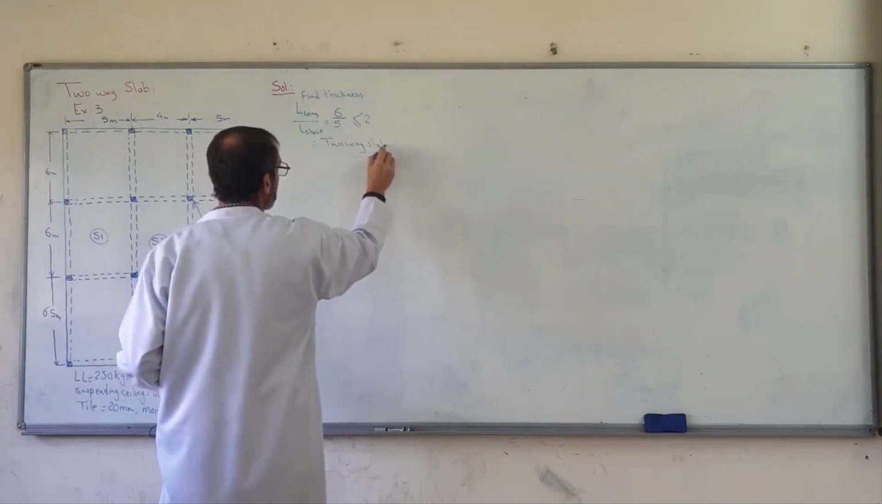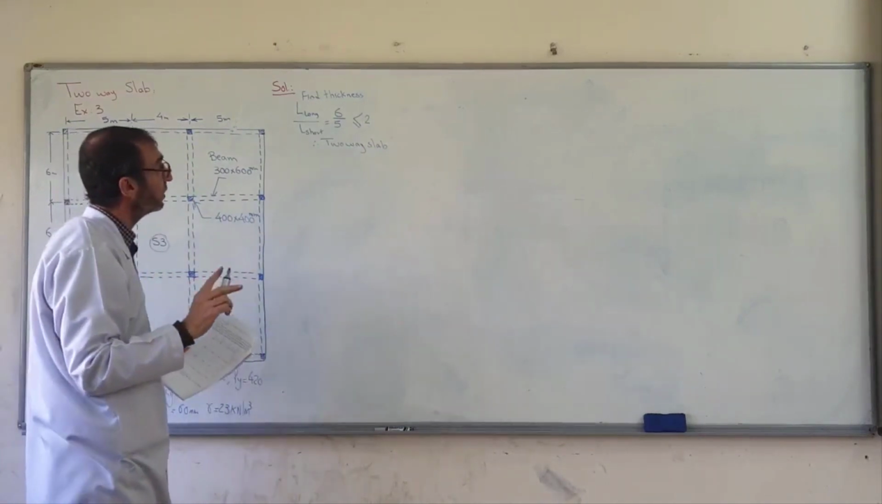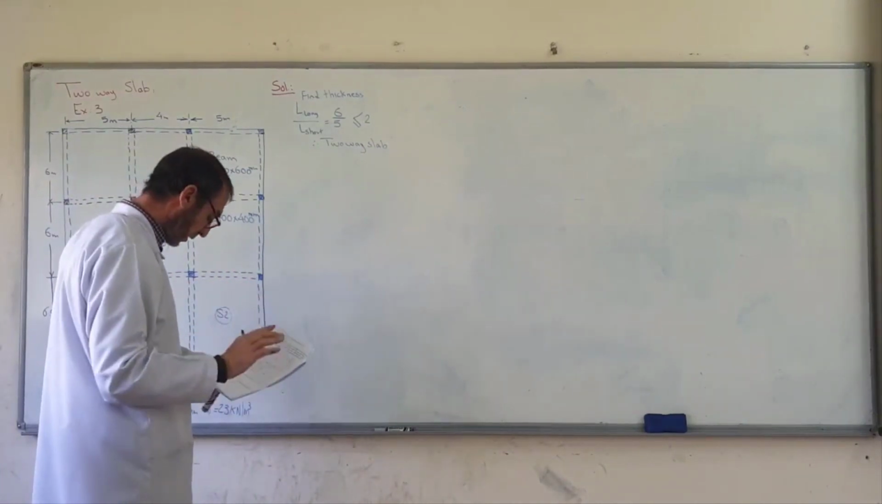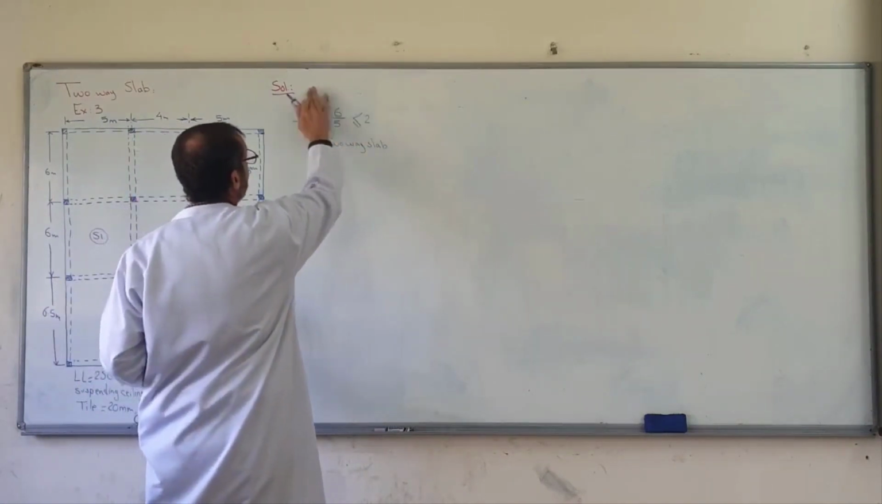I check whether the slab is a two-way slab. This S1 is a two-way slab, since the ratio is less than 2. If it is more than 2, it's a one-way slab. This is the first step. Now I go to find the thickness.